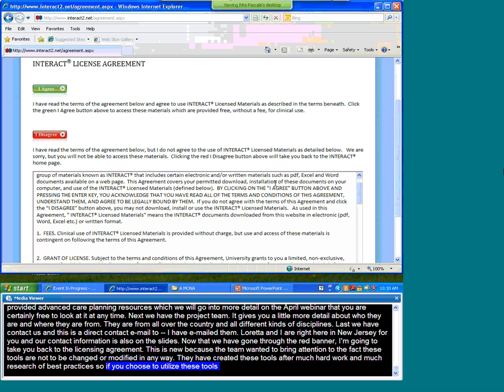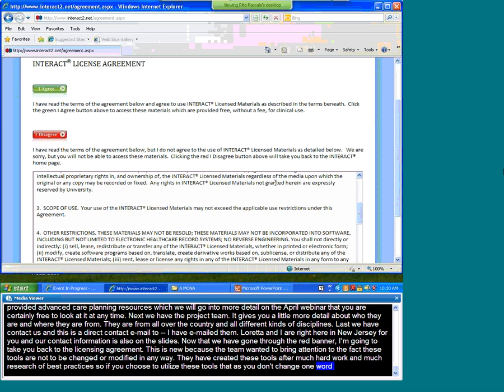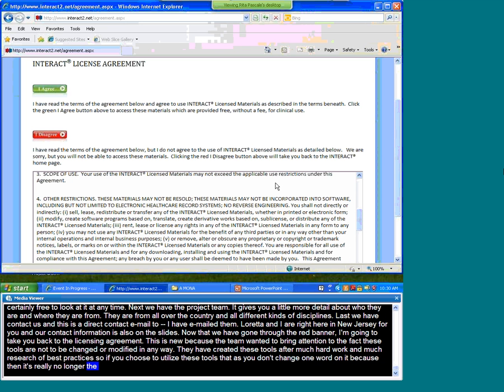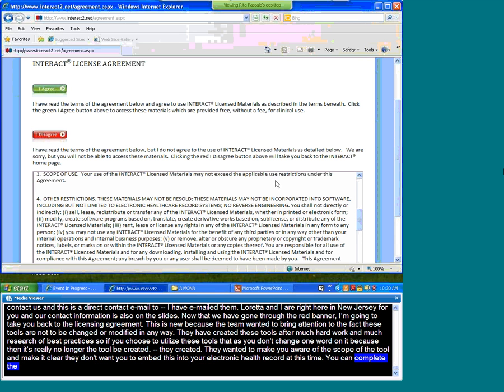They also want to make you aware of the scope of use of the tool, and they want to make it very clear that they don't want you to embed this into your electronic health record at this time. You can actually complete the tool and then PDF it and put it into your system, but they don't want any manipulation of the tools at this time because they're working with point-click care to bring you an electronic system.